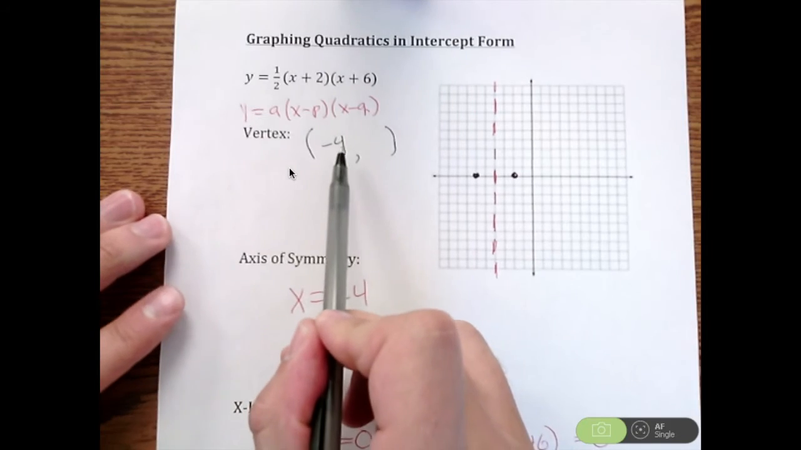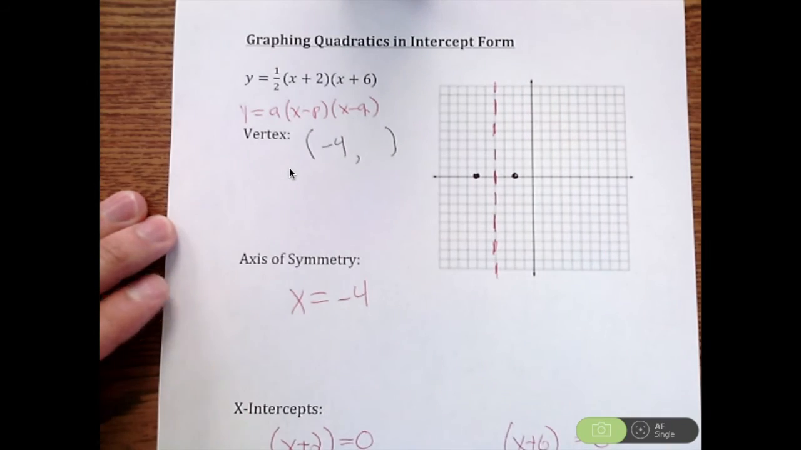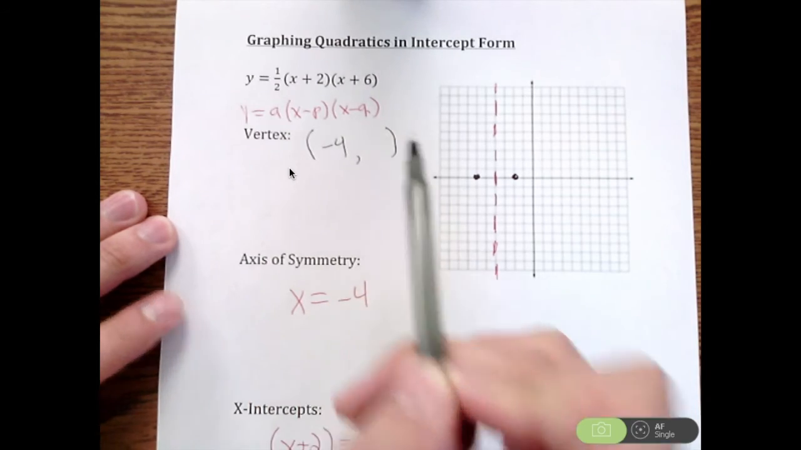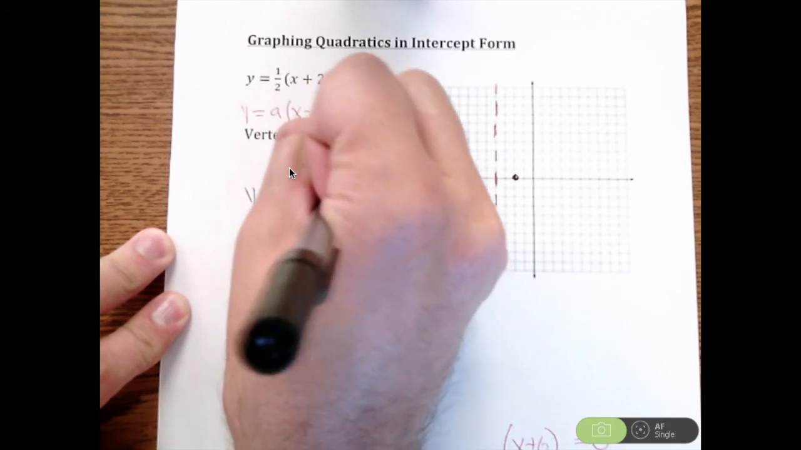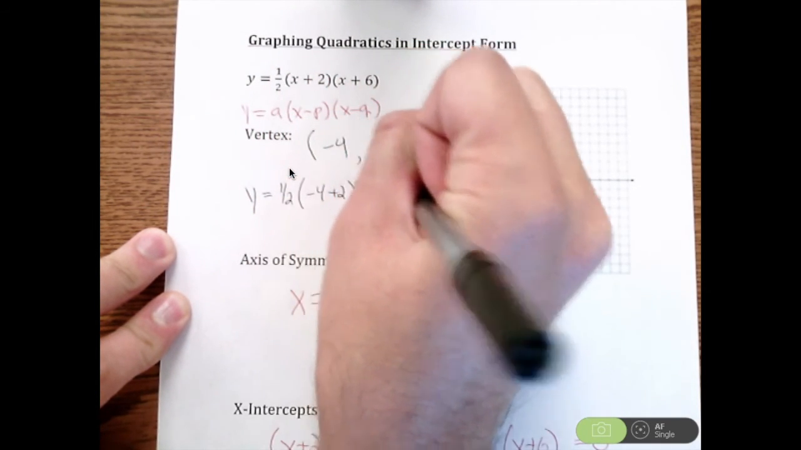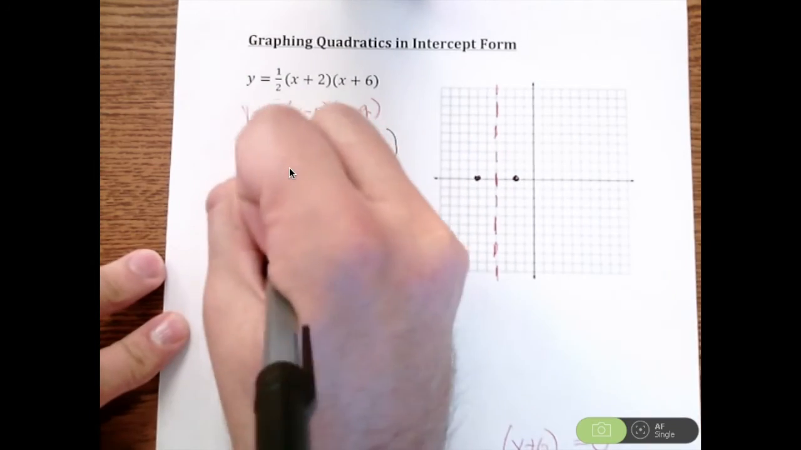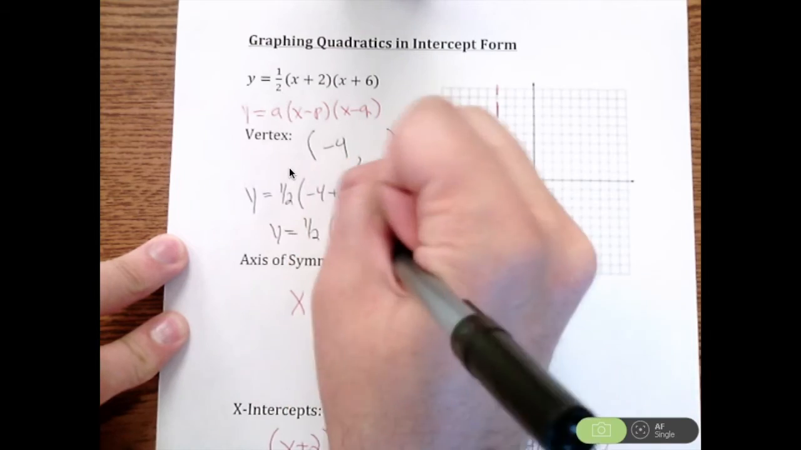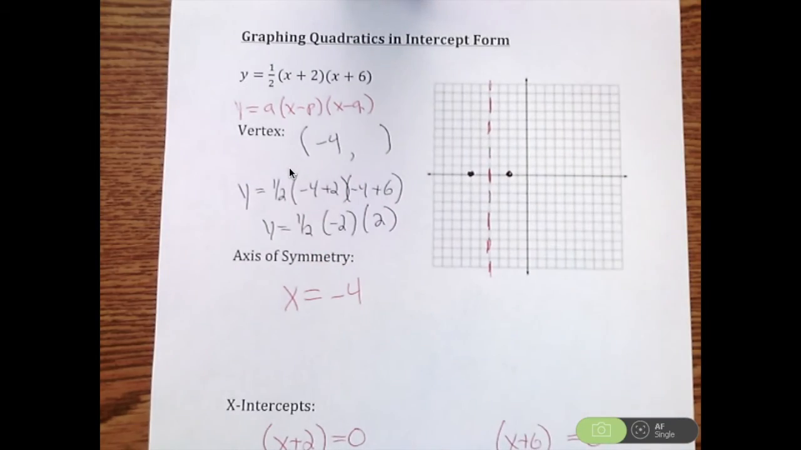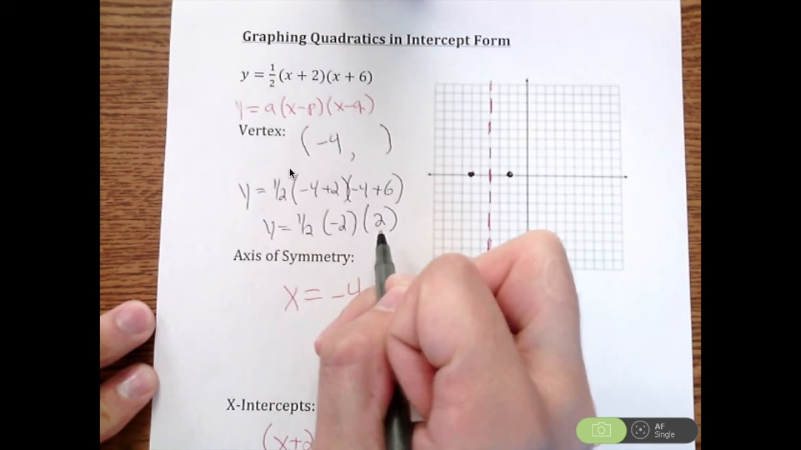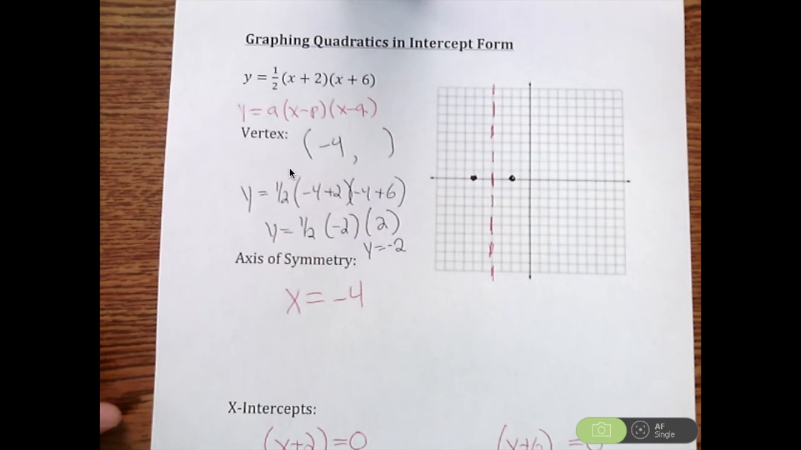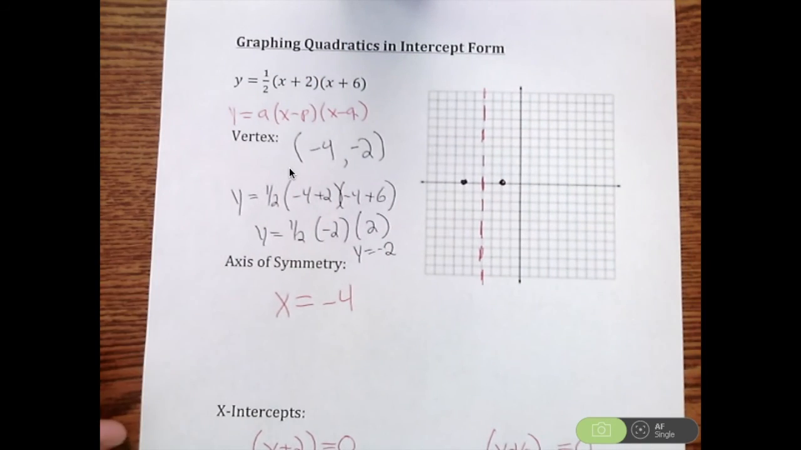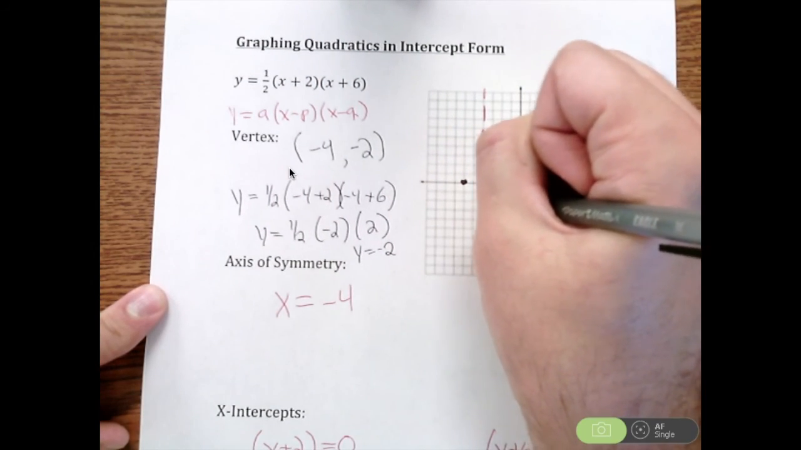The only thing left to do, once you know the x value of the vertex, is to find the y value. So if I know x is negative 4, I would like to know what y is. You can do that by plugging in. So I have y equals 1/2, negative 4 plus 2, negative 4 plus 6. So you get y equals 1/2, negative 2 times 2. If you multiply that all together, negative 2 times 2 is negative 4. Negative 4 times 1/2, you get y is negative 2. So I know the vertex is at negative 4, negative 2, which is that point right there.